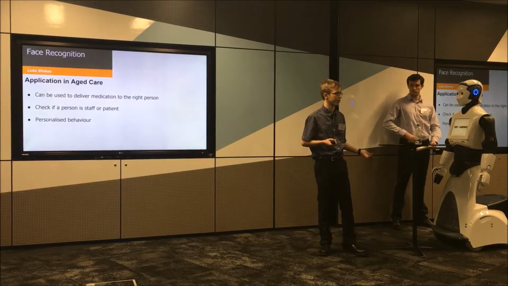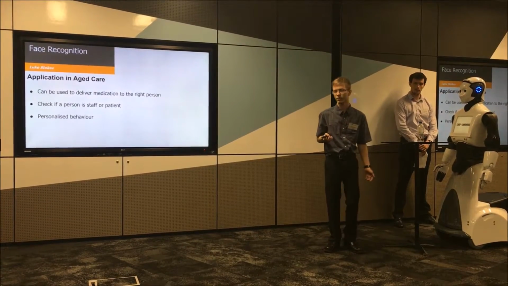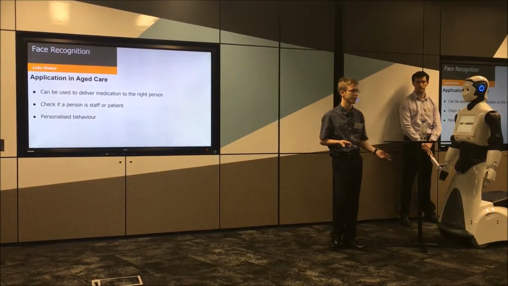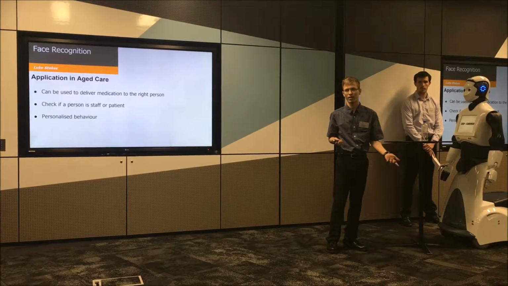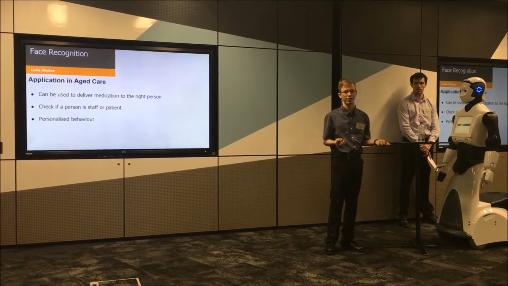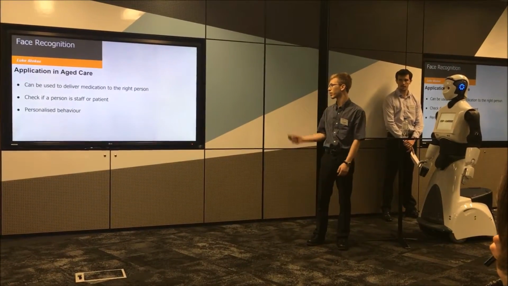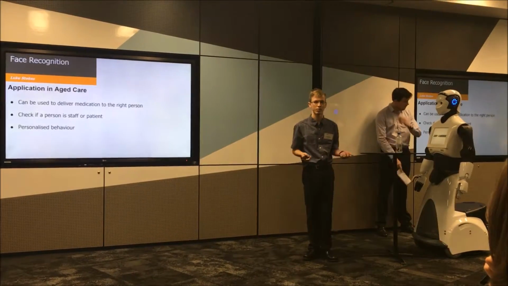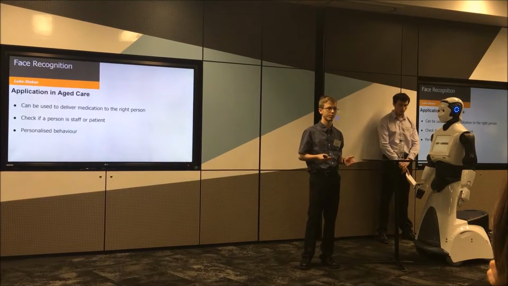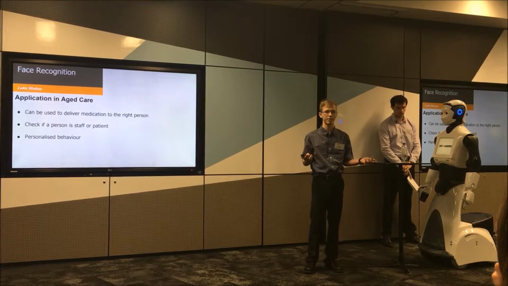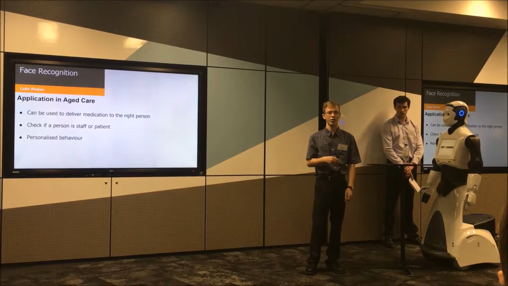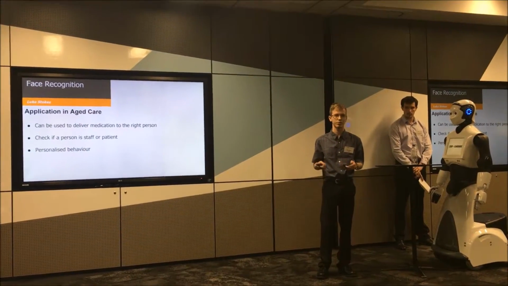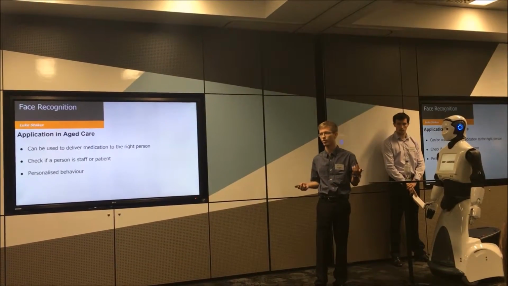So a few applications for this in aged care specifically. It can be used to deliver medication to the right person. Obviously with medication, you want to make sure that it goes to the right person, and using face recognition, you can help verify this. Another application would be to check to see if the person is staff or patient or visitor. So if they're in the database already as staff or patient, chip could do certain commands based on the category that it detects.